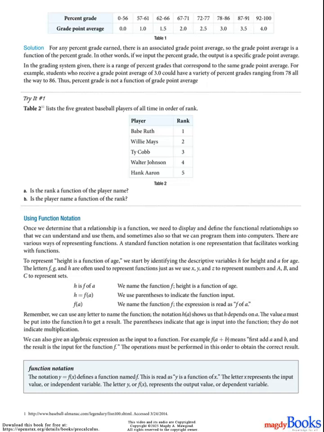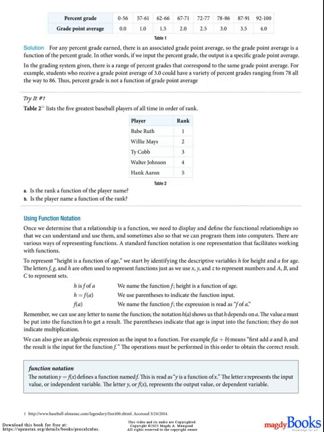For percent 57 to 61, the average will be 1.0. For percent 62 to 66, the average will be 1.5. For percent 67 to 71, the average will be 2.0. For percent 72 to 77, the average will be 2.5.